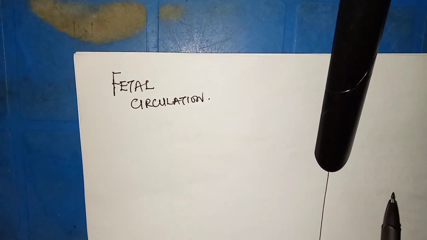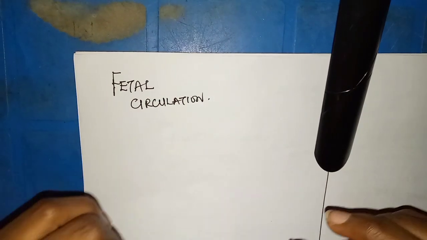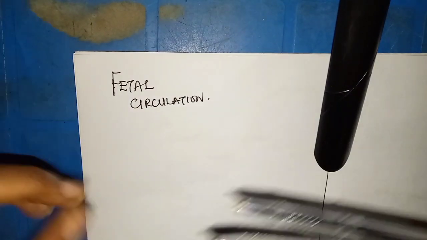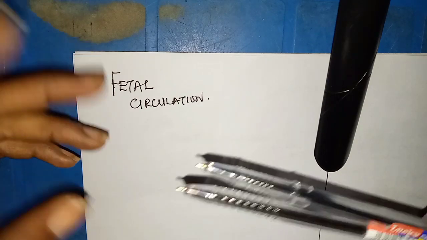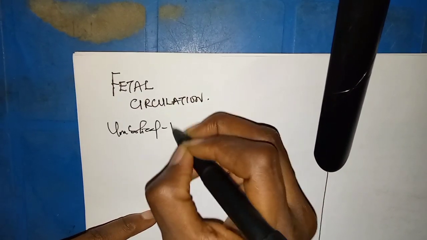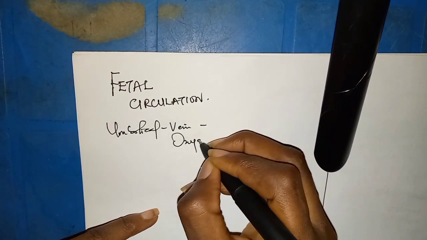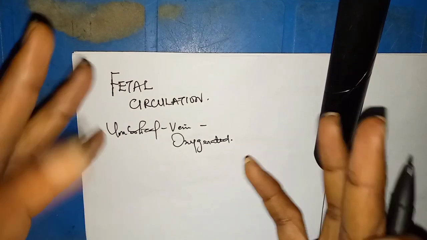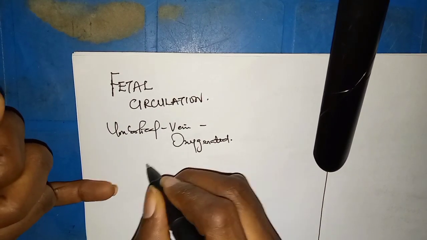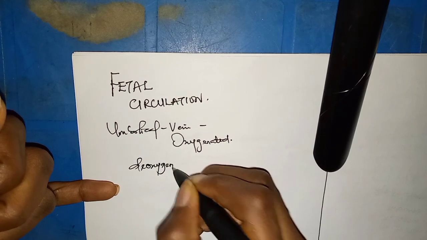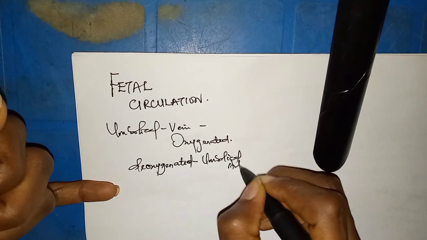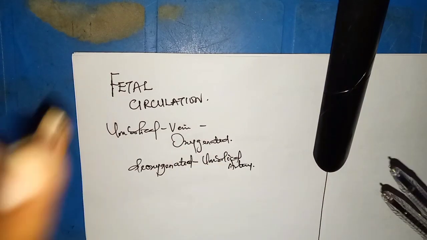Now, back to it. Fetal circulation is basically how the fetus receives nutrients via blood from the mother, right? So it's just that way, and oxygenated blood reaches the fetus through the umbilical vein. The umbilical vein carries oxygenated blood to the fetus, and this oxygen is used up by the fetus and the blood finally becomes deoxygenated. Again, the deoxygenated blood is carried away from the fetus to the mother by the umbilical artery, right? So these are basically the two vessels involved.